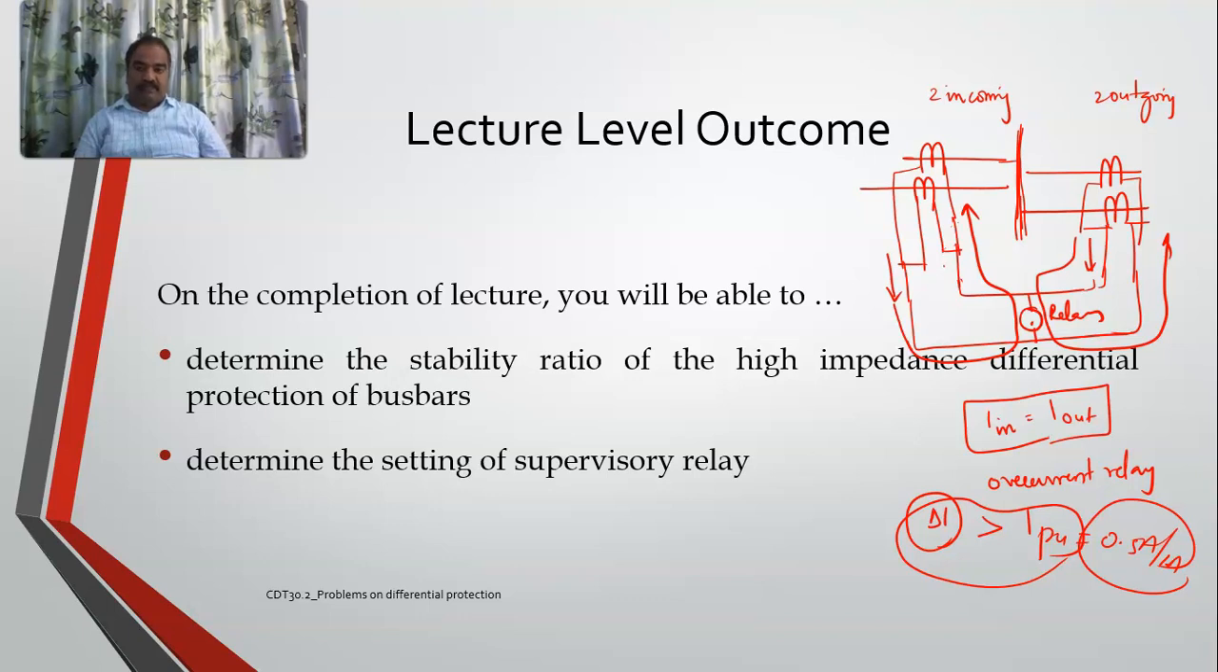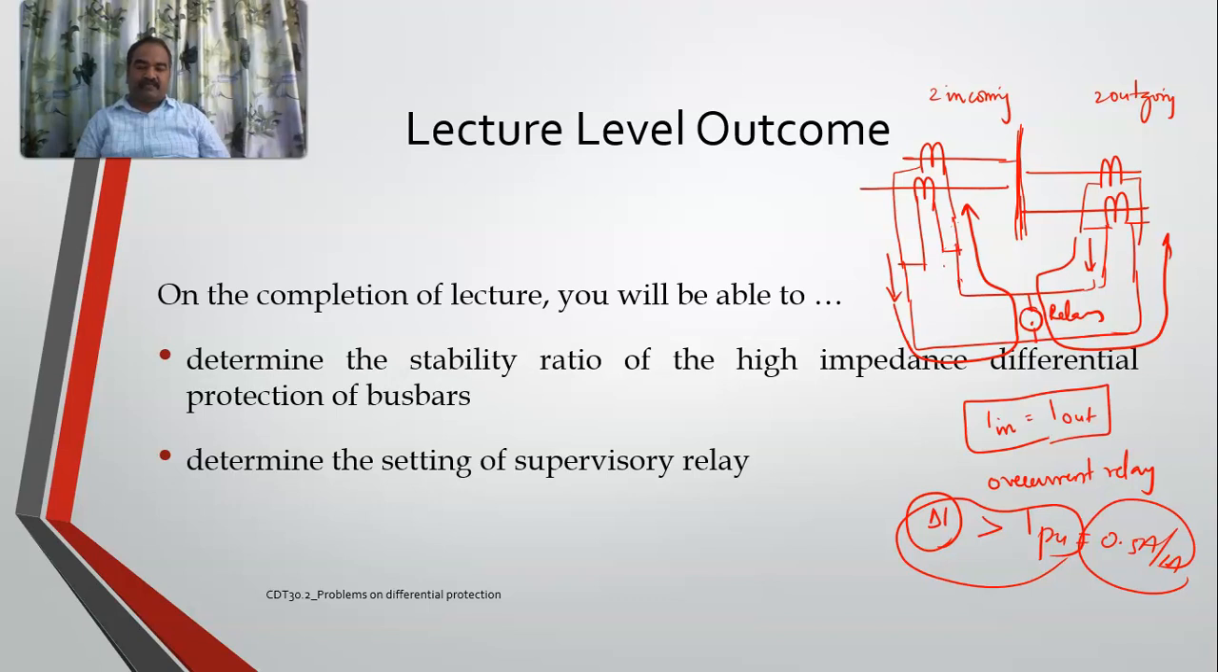So now, in this lecture, we will see what is the maximum safe external fault current which can be allowed in your differential relay, or which can be carried by your bus bar, such that it doesn't get detected by your differential relay. And also, because of the high impedance which is present in this overcurrent relay, there is a very high probability that sometimes internal faults are also not detected by a relay.